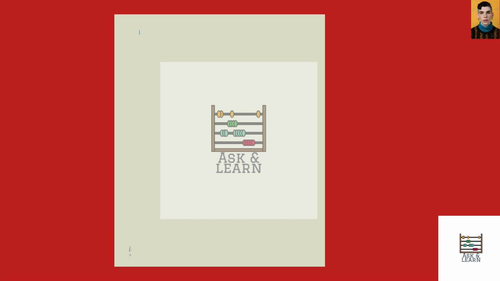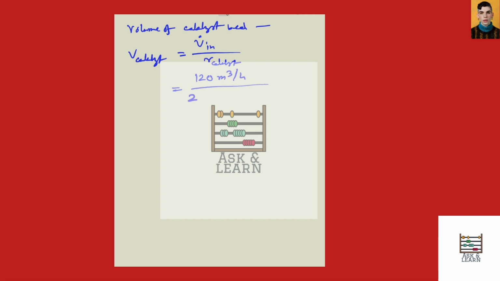Now we need to calculate the volume of the catalyst bed. The volume of the catalyst bed is the volume of gas needed divided by the gas volume per hour per cubic meter of catalyst bed, or 120 cubic meters per hour divided by 25,000 cubic meters per hour per 1 cubic meter of catalyst bed. This gives the volume of the catalyst bed as 0.0048 cubic meters of catalyst.